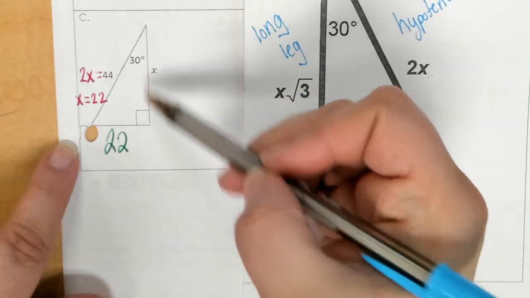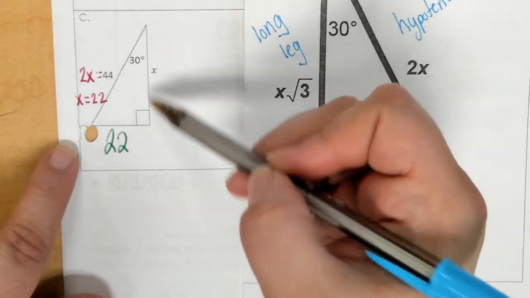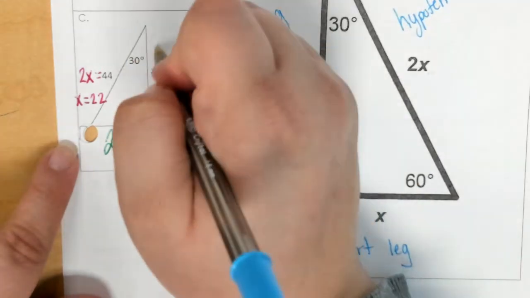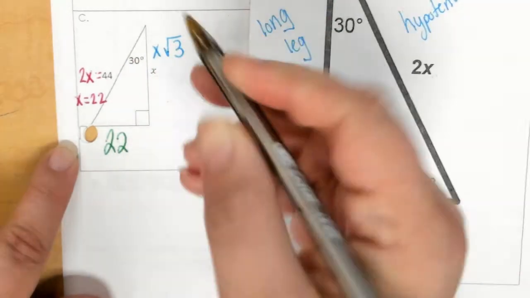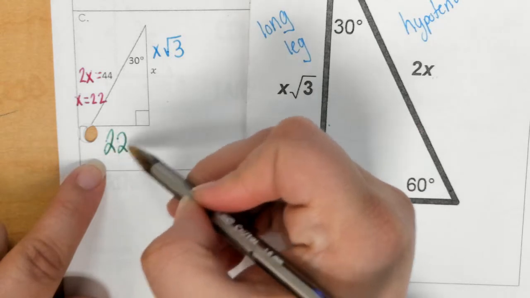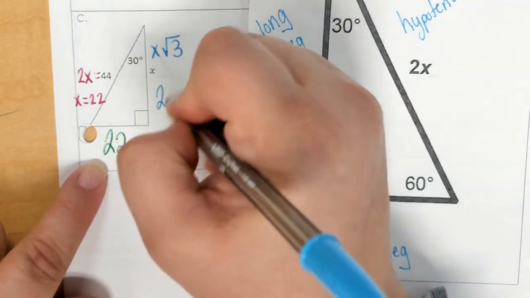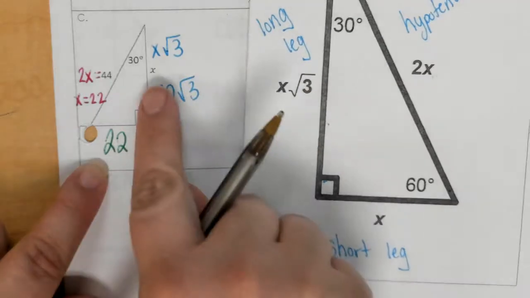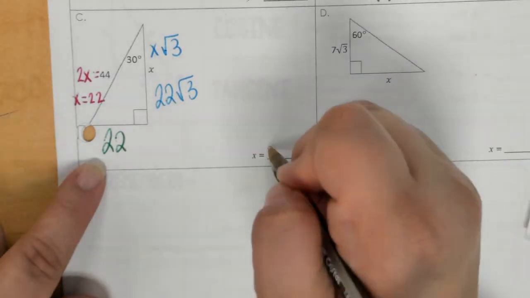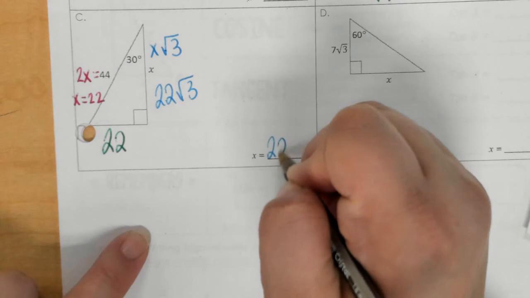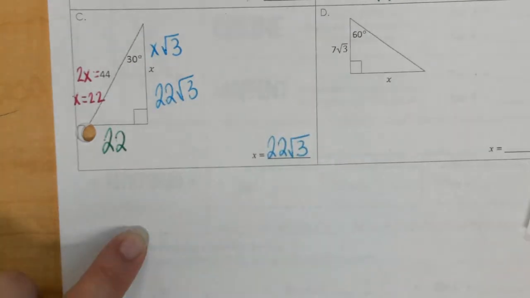And then our long leg is our blue x radical 3. And so if we know the short leg is 22, that means that this is 22 radical 3. And that's what we had to find. We had to find our x value, which would be 22 radical 3.